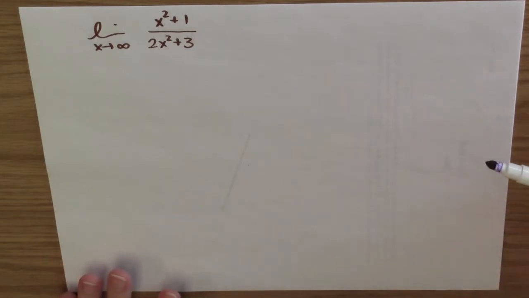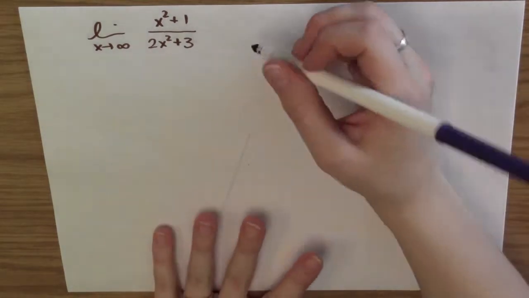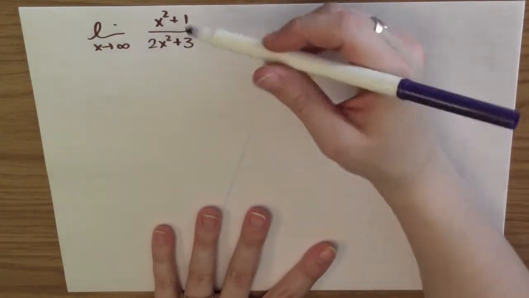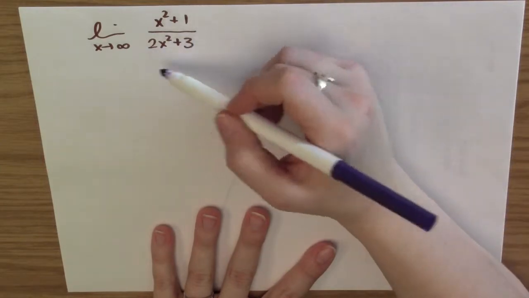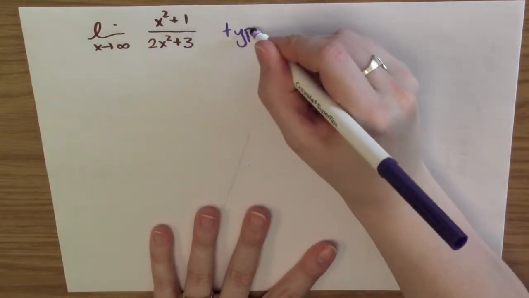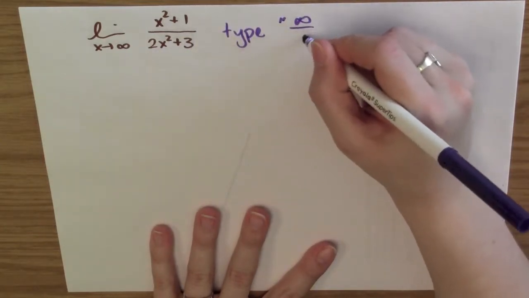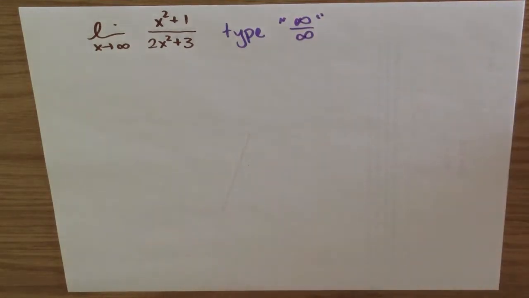Now I have the limit as x approaches infinity of (x squared plus 1) all over (2 times x squared plus 3). Again, I look at what happens as x goes to infinity. The top is going to infinity, the bottom is going to infinity. So this is again of type infinity over infinity. Do we still get the limit to be 1?